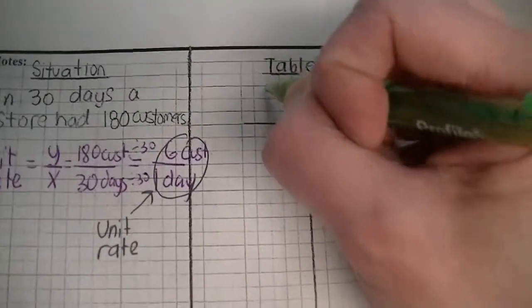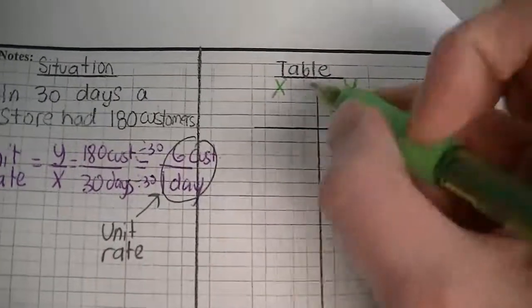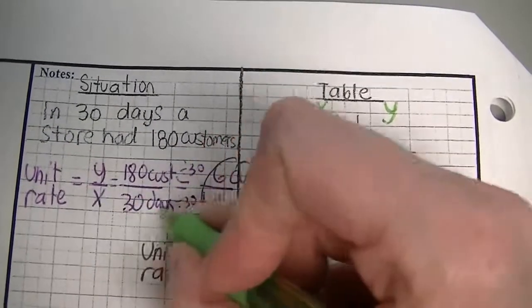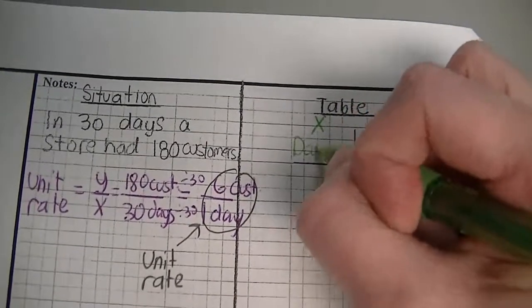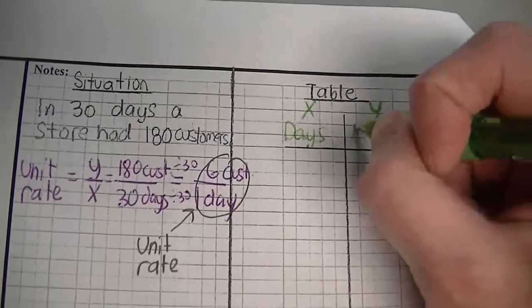So I see the table, it's blank. I'm going to label this one as X and this one as Y. X represents the days, and Y represents the number of customers.